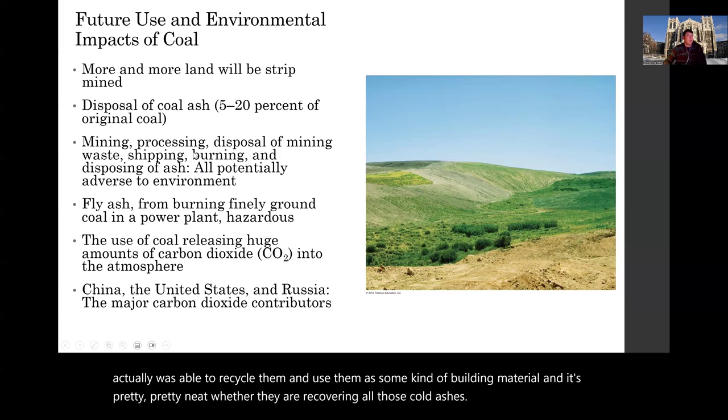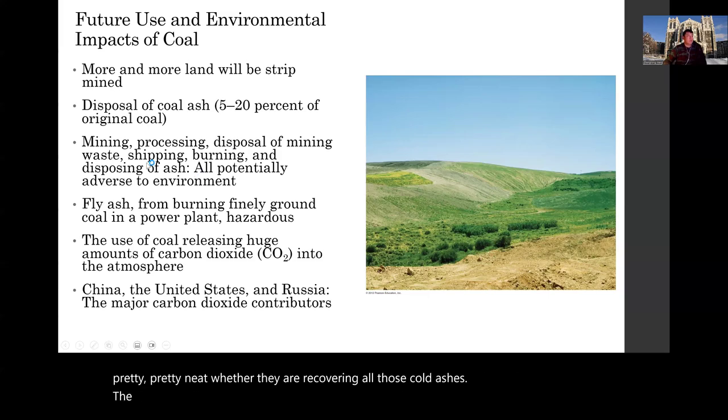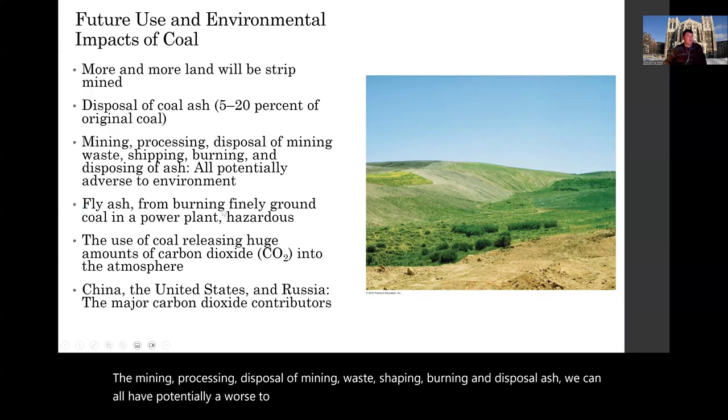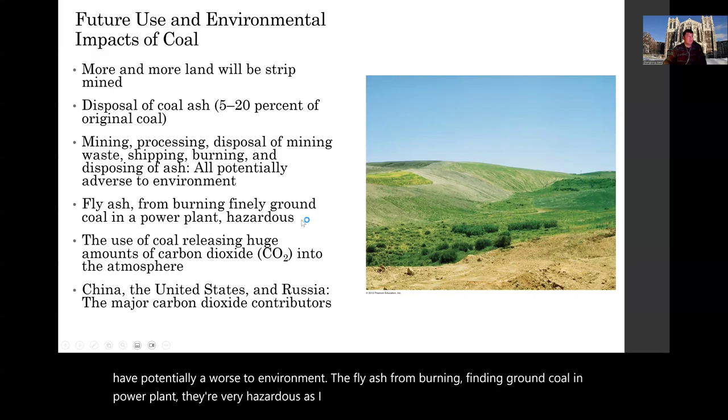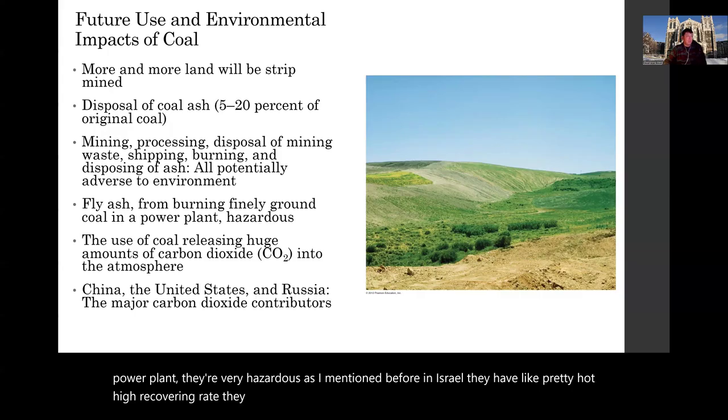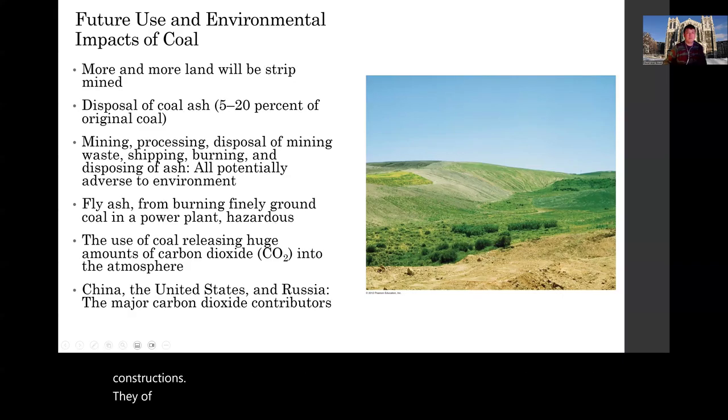The mining, processing, disposal of mining waste, shipping, burning, and disposal of ash can all potentially have adverse effects on the environment. The fly ash from burning finely ground coal in power plants is very hazardous. As I mentioned before, in Israel they have a pretty high recovery rate. They can make it into building materials, and also use it for building roads and constructions. Of course, before then they have to treat it.